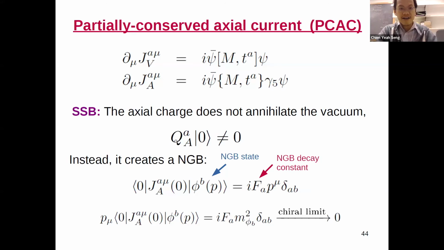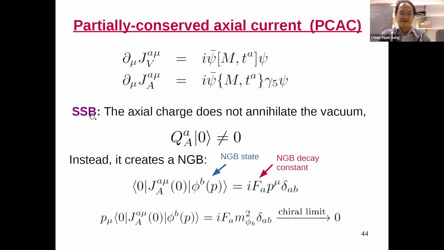So now let's go to some mathematics. If you write down the axial and vector currents as defined before, you'll find that the divergences of these currents are proportional to the masses. And you see that if all the quark masses are degenerate, then the vector current is conserved. But in order for the axial current to be conserved, you need not just degenerate quark masses, but the quark mass to be zero.